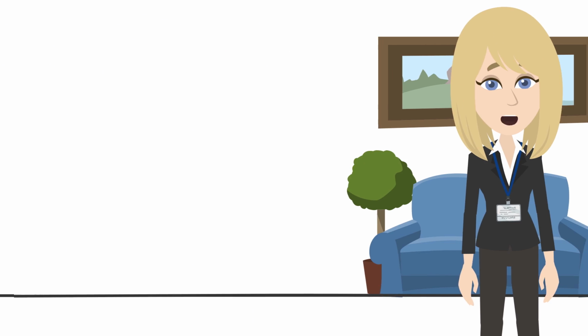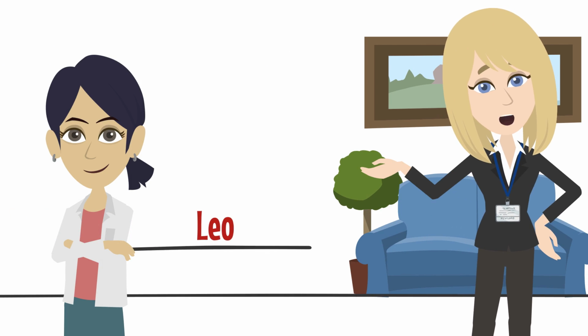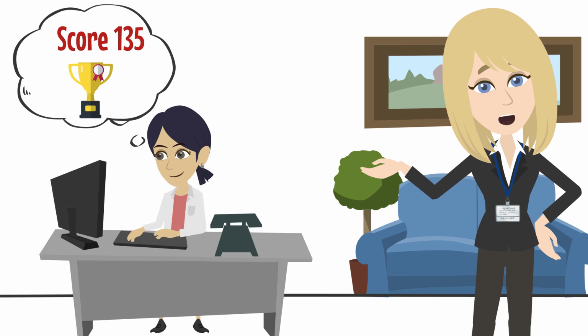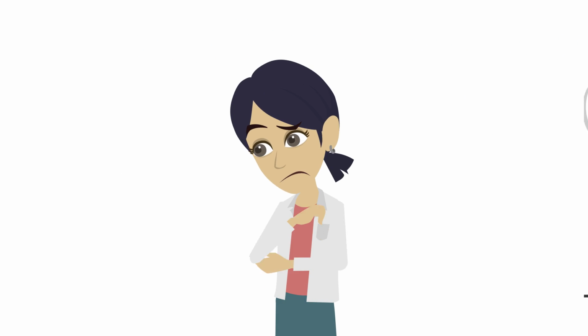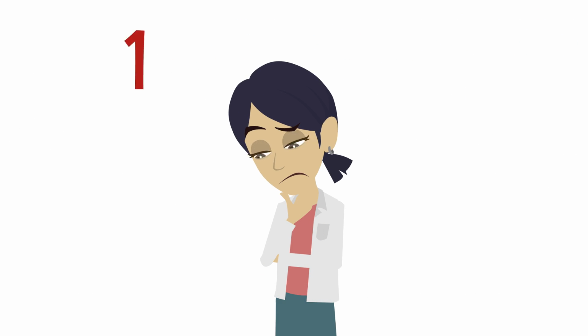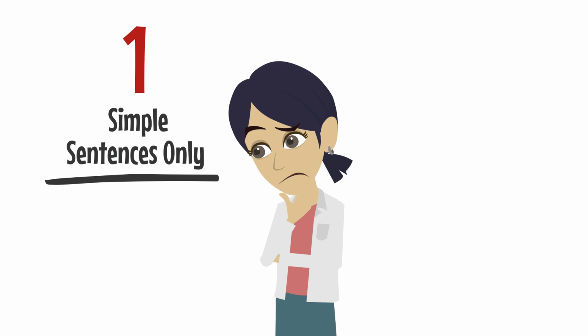In this video, you will learn how to write correct sentences and how to use a variety of structures to improve your writing and speaking scores. Before we start, I'd like to introduce you to my student, Liu. Her target score in the Duolingo test is 135, but she only managed to get 120 in the first two attempts.